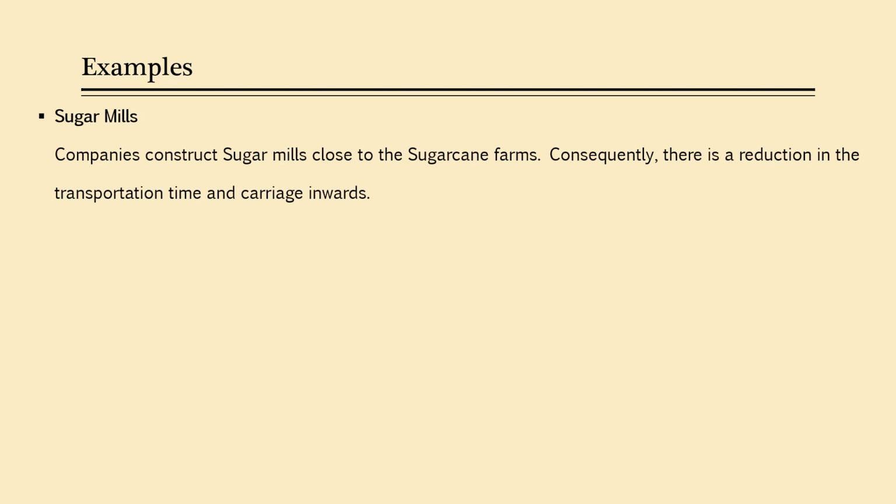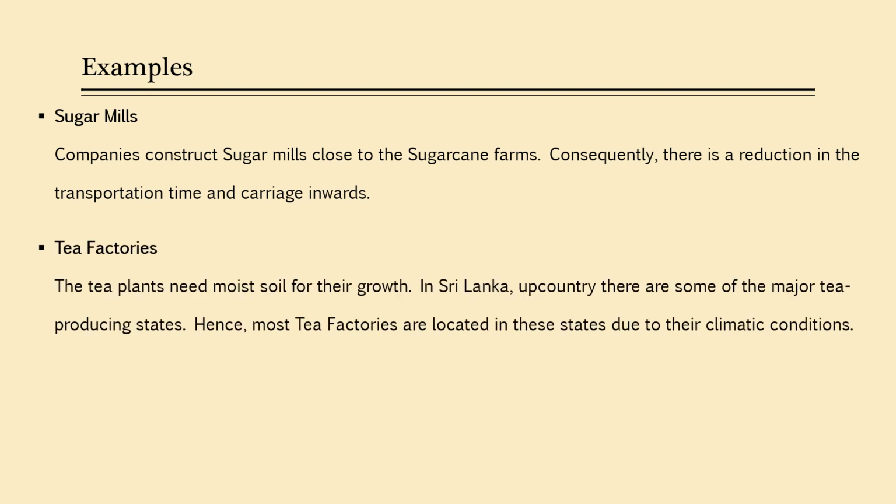Now let's see the applicability of these facility location criteria. If you are taking a sugar mill, you know that companies are constructing sugar mills close to the sugarcane farms. Consequently, there is a reduction in the transportation time and carriage inwards. If we look at a tea factory, the tea plants need moist soil for their growth. Such as in Sri Lanka, in the upper hill, there are some major tea producing states. Hence, most tea factories are located in these states due to their climatic conditions.